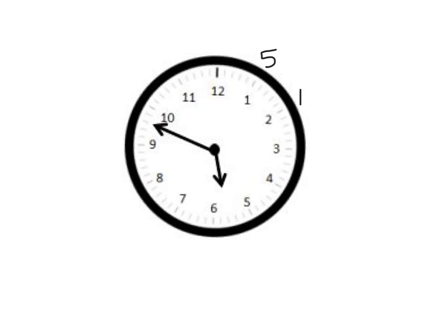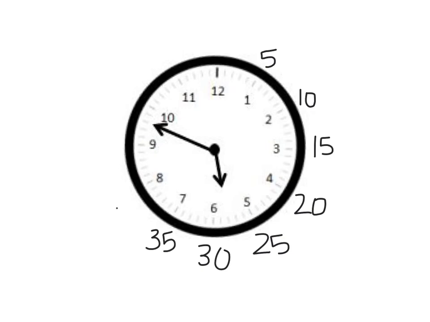5, 10, 15, 20, 25, 30, 35, 40, 45. I'm going to stop right there because my minute hand is not quite yet to the 50 mark. So now I know I have to count by ones. It's past 45, but it's not yet to 50 minutes. So I'm going to count 46.